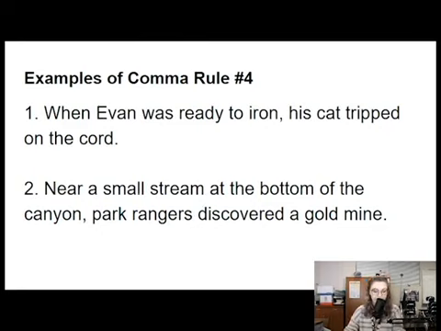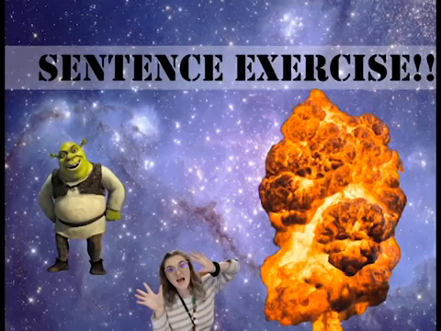Our second example. Near a small stream at the bottom of the canyon, park rangers discovered a gold mine. Park rangers discovered a gold mine, that's an independent clause. It can stand on its own. It's a complete thought. Near a small stream at the bottom of the canyon, that cannot stand on its own as a sentence. That's an incomplete thought. It's a dependent clause. So in order to separate it from the main part of our sentence, the independent clause, we need a comma.